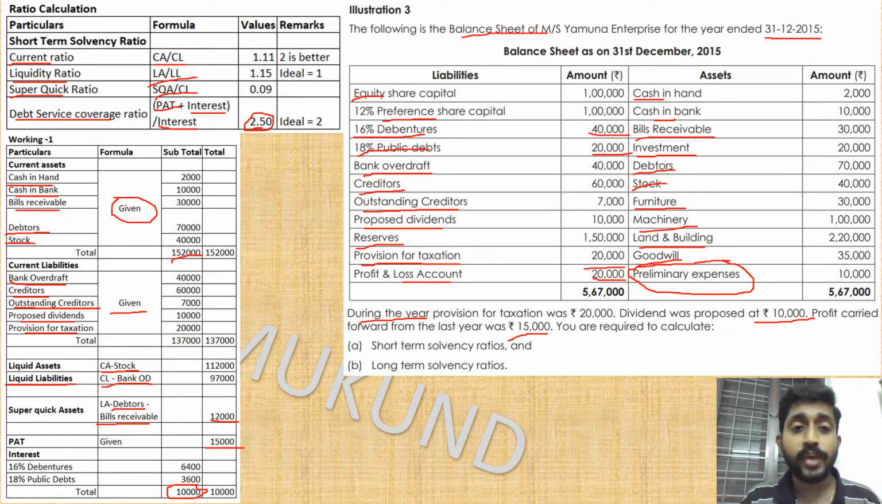So very simple. Okay, here you have to qualify your answers. What is qualification? You should not just leave the values, because this is a ratio analysis. What is the information you are perceiving? You have to mention that.